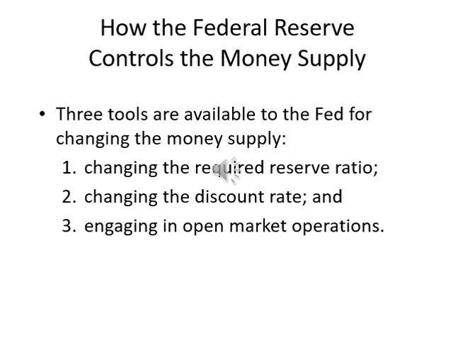How the Federal Reserve controls the money supply. 3 tools are available to the Fed for changing the money supply. Changing the required reserve ratio. Changing the discount rate, and engaging in open market operations.